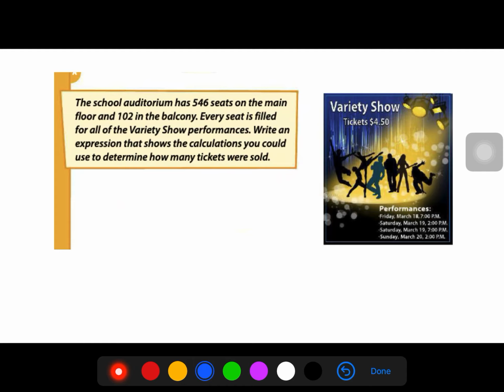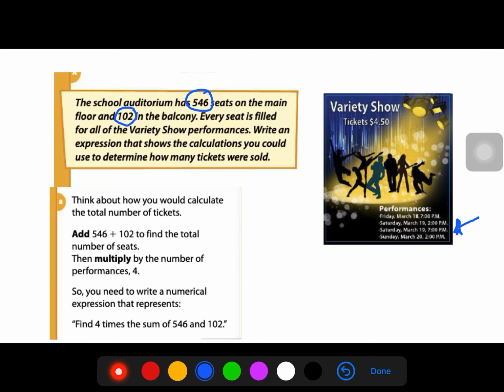The school auditorium has 546 seats on the main floor and 102 in the balcony. Every seat is filled for all the variety show performances. What expression could we write that shows the calculations we could use to determine how many tickets are sold? How many performances are there? How many tickets are sold? So, the first thing we're going to do is add 546 and 102 to get the number of tickets sold, and then we're going to multiply that by 4.